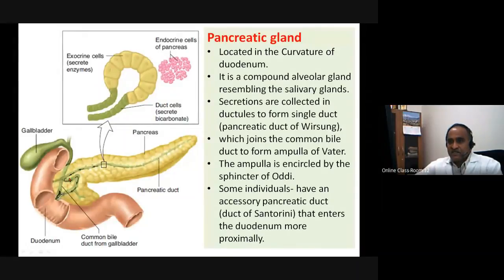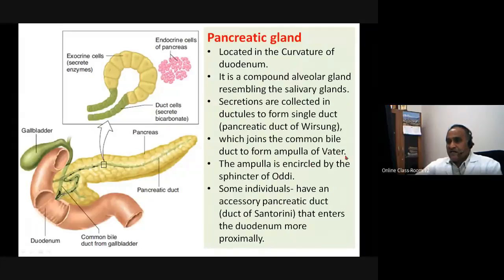This main duct comes here and then joins with the bile duct. This is the gallbladder and this is the bile duct. Now this major duct is known as the pancreatic duct of Wirsung. This forms the major duct. Okay, so now this joins with the biliary duct, and when it joins, this becomes the ampulla. This forms the ampulla of Vater.